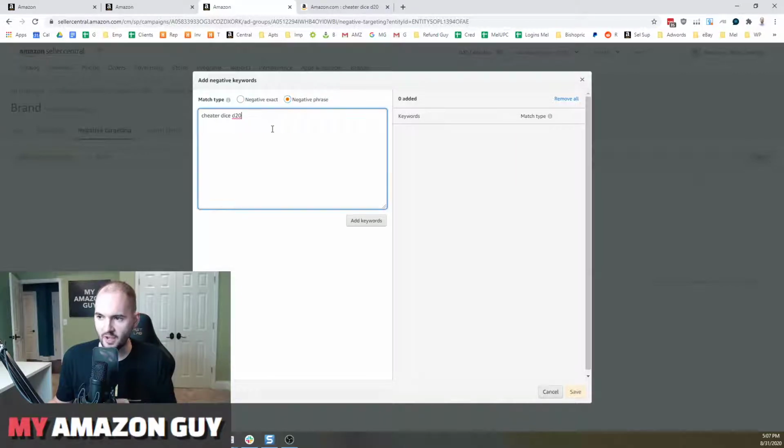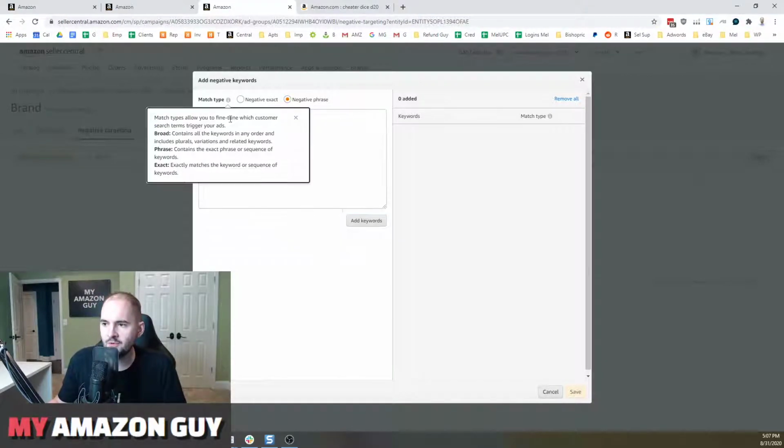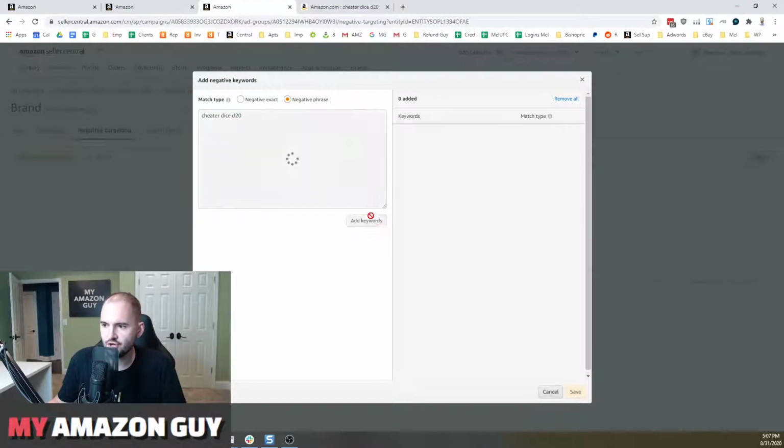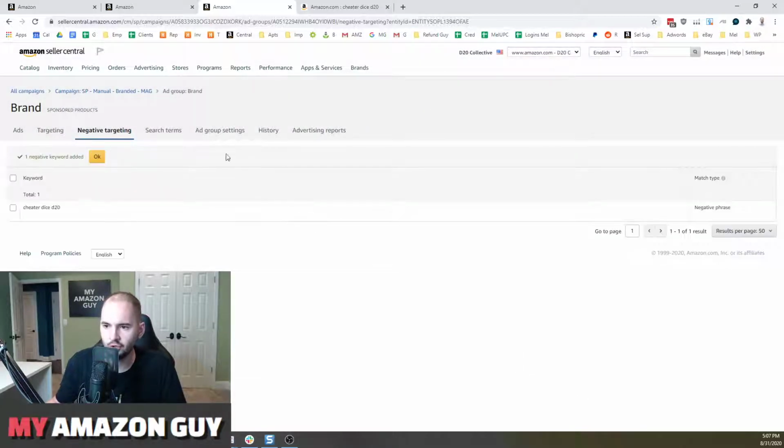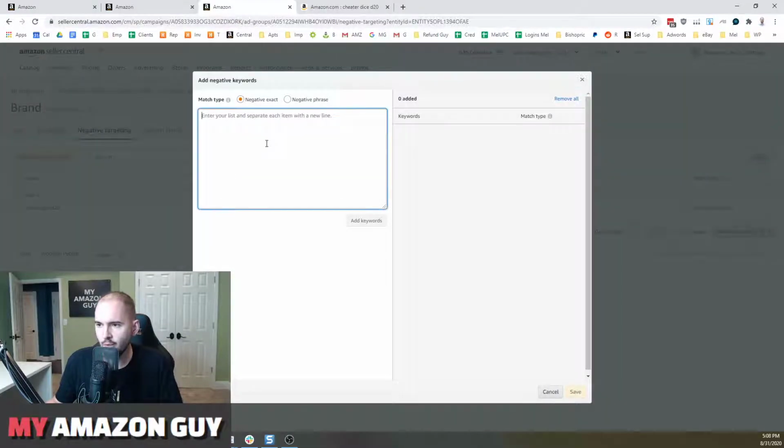If you do phrase match, if somebody were to type in blue or green or something like that, it would still negate it. And we pretty much know we don't want to show up for the term cheater anywhere because these are not loaded dice. The other thing is I would also add a negative keyword for bone.